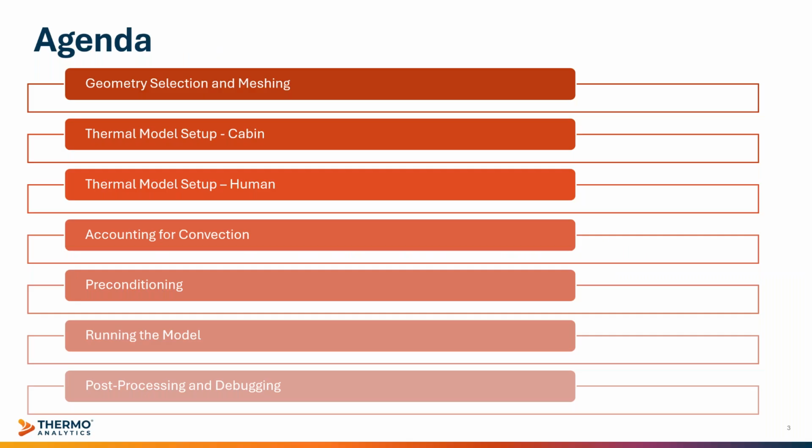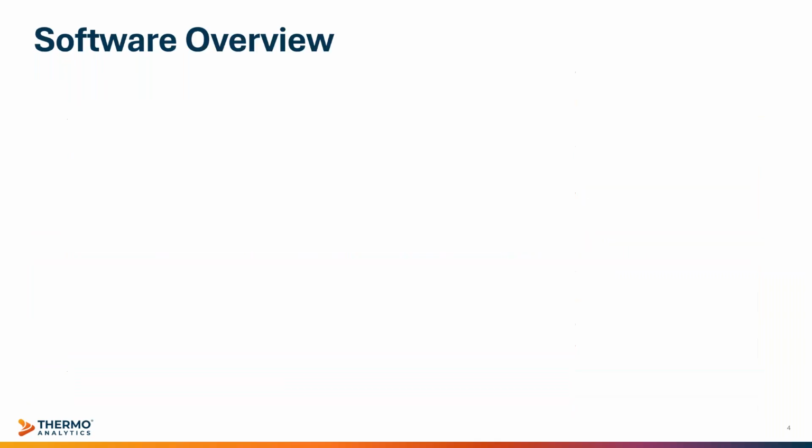Once we've gone through the model input recommendations, we'll have some tips on how to efficiently run the models while avoiding model divergence, and then we'll go through the post-processing options that can make model analysis simpler. And I'll also show a couple examples of how we can identify model setup errors by looking at the results. Before we jump into that content, I want to make sure that we're all familiar with the software tools that I'm going to mention throughout the presentation.